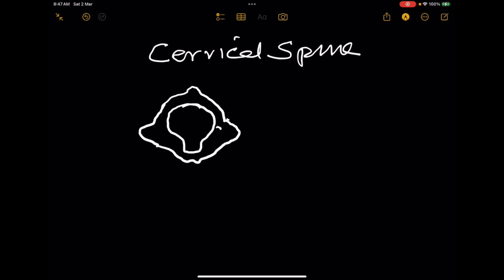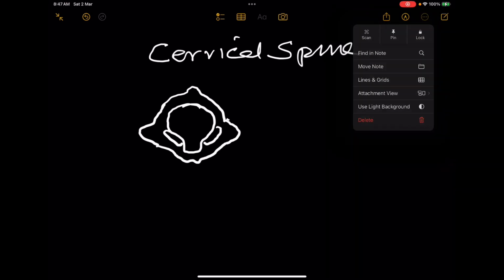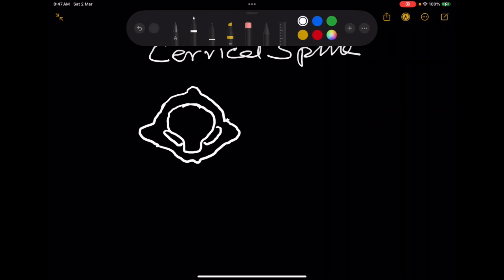Here are the occipital condyles. Condyles in the atlas are the articular facets for the atlanto-occipital joint. And here you have the foramen of the vertebral artery.